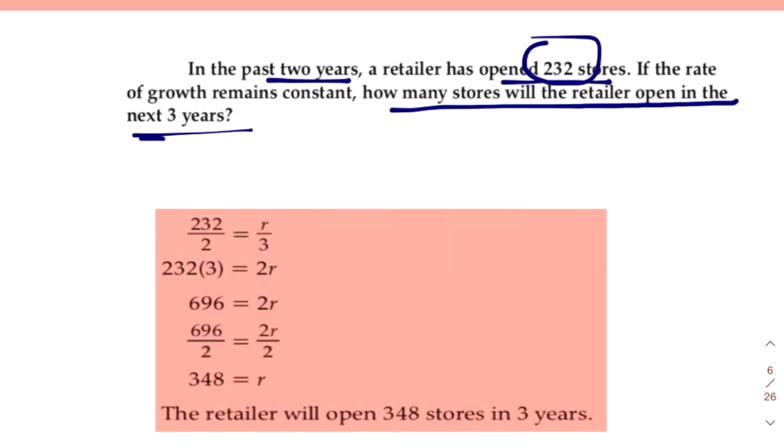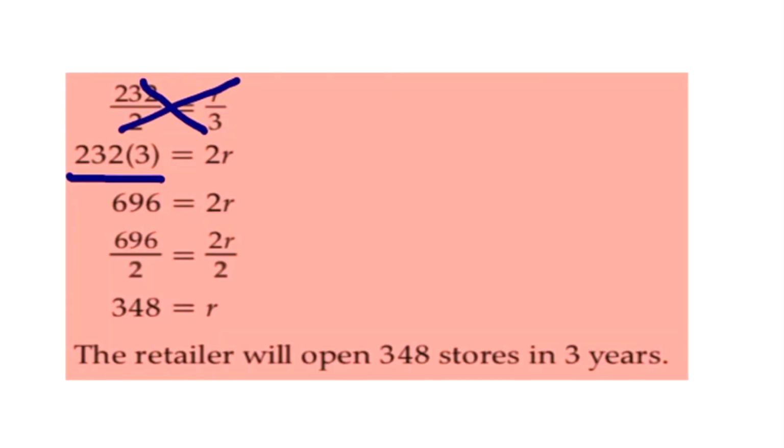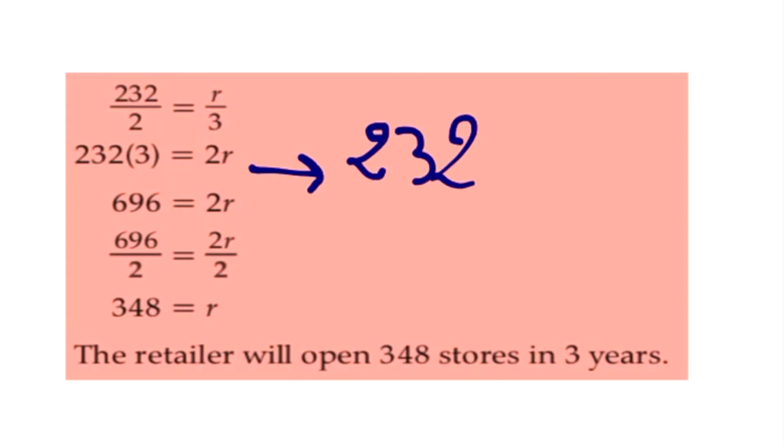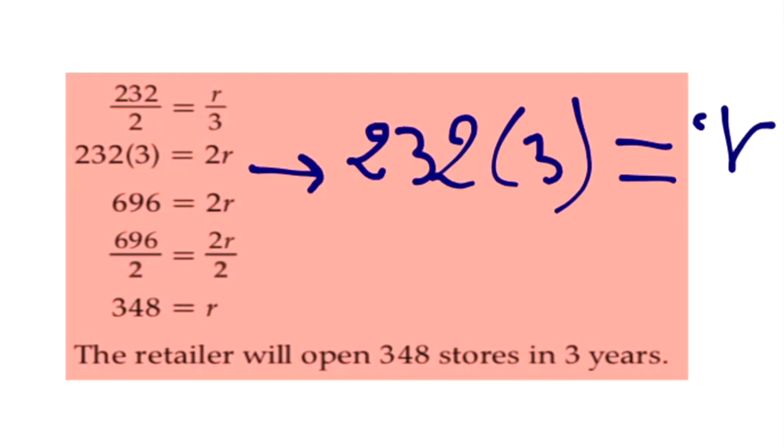What you need to do, just cross multiply. Remember the cross product, 2 times 232 equals R times 2. We call this the cross product, okay? And now just solve. You can multiply by 3. You can actually, I don't like to multiply. This is the revision sheet method. I would like you to do it this way. 232 times 3 equals 2R. You divide by 2, okay, before you multiply.